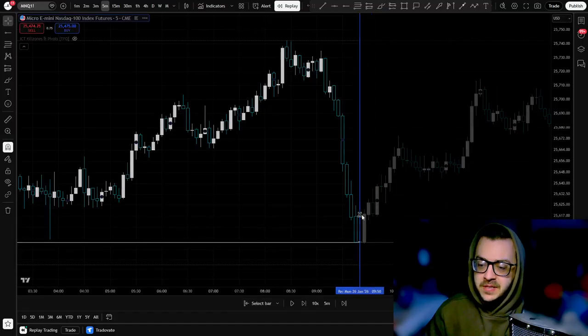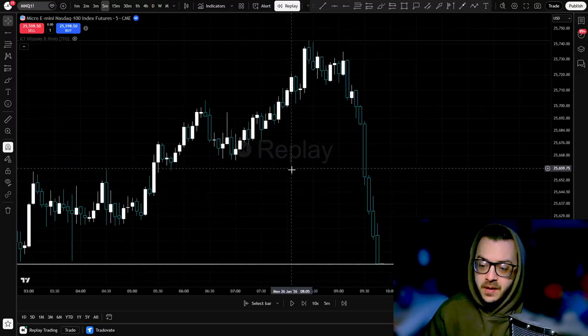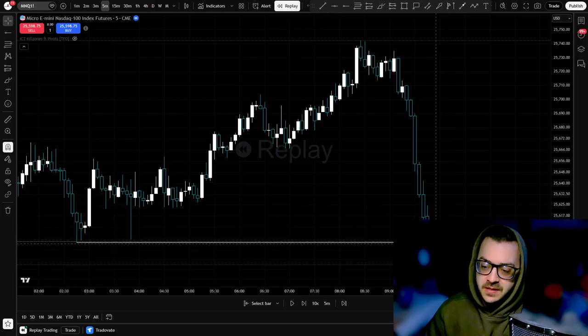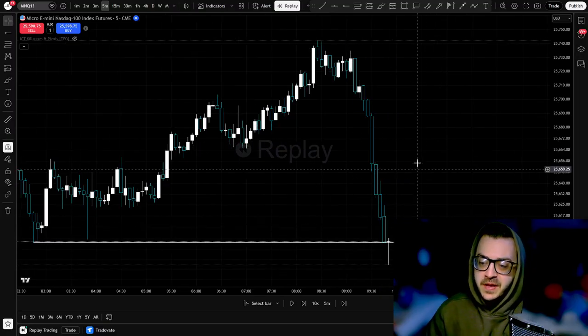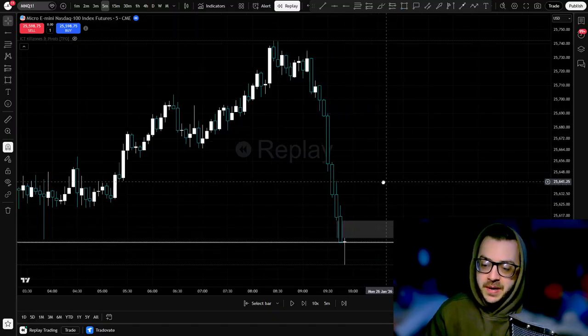Let me put this on replay mode so you can see it. So we come down, we hit the level. This is what I'm watching in real time. I'll click forward 1 candle on the 5 minute. Beautiful reaction. Look at this candle. This is a perfect, perfect candle. And you can see we've now formed a really obvious 5 minute gap.